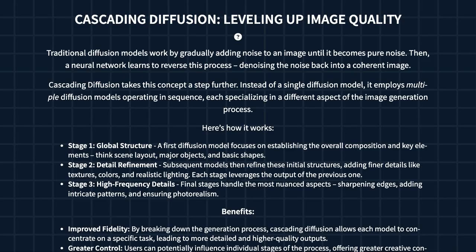The first stage builds the overall structure, the main objects, and layout. The next ones refine those details, adding textures, colors, and lighting. And finally, very small details like edges and patterns are perfected. This approach leads to more detailed images, gives us more control over the process, and reduces common problems like blurriness.